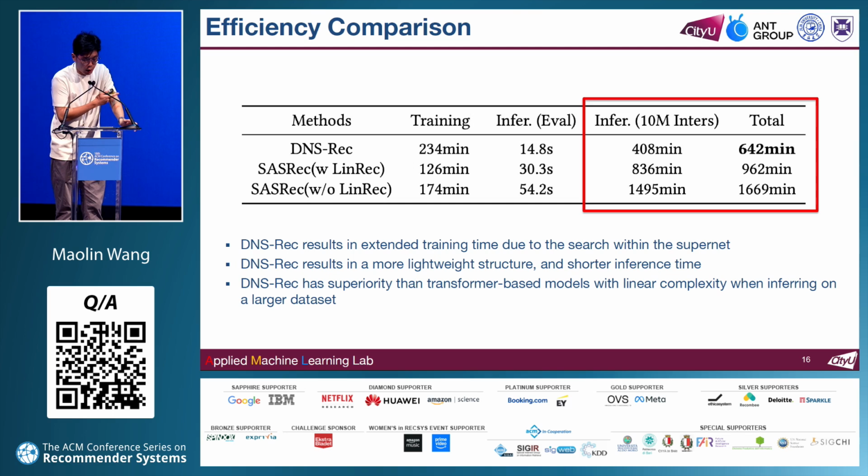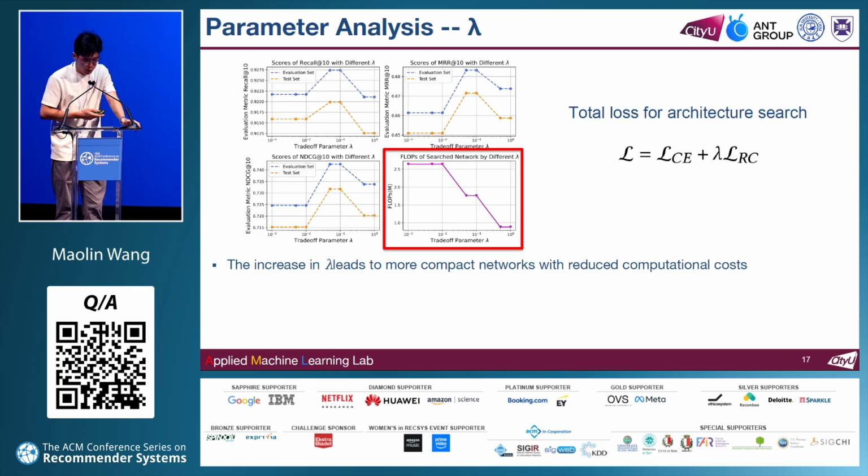And then you can see we have efficiency experiments. So DNS-Rec results in extended training time, right? Because we need to search within the SuperNet. But we have a more lightweight structure and shorter inference time. So DNS-Rec has superiority over transformer-based models with linear complexity when inferring on a larger dataset. And we also provide a parameter analysis, but due to the time limitation, if you are interested, you can see our original paper.